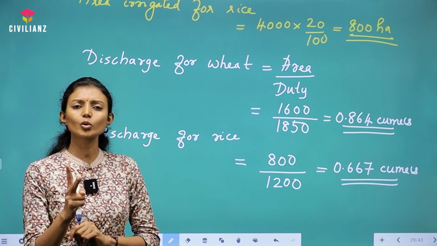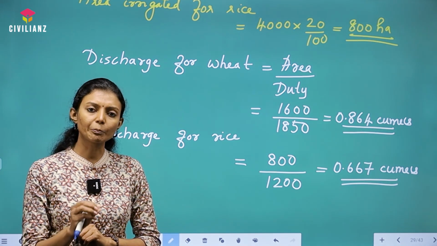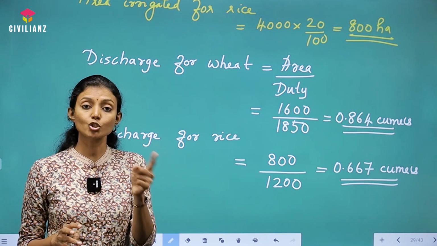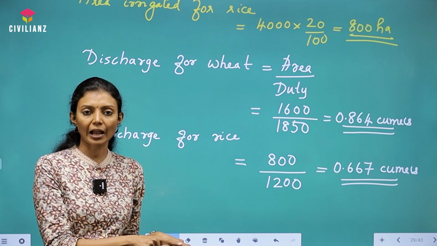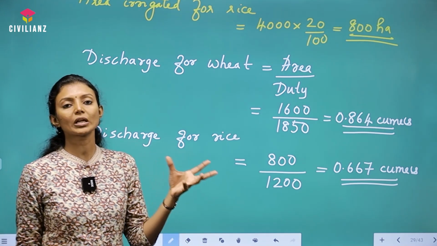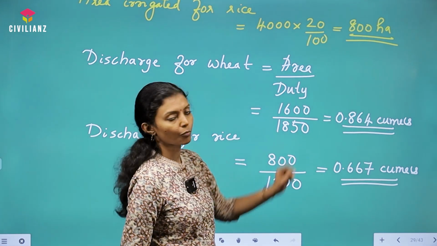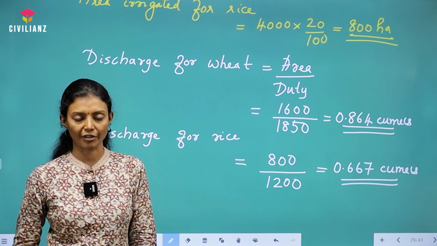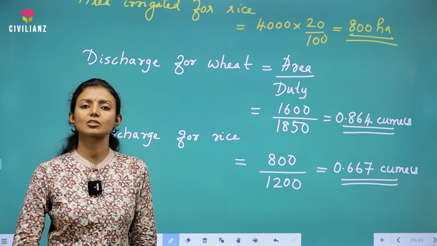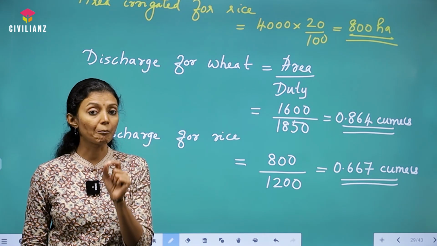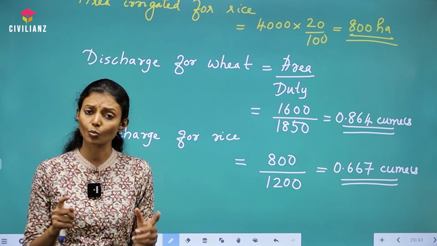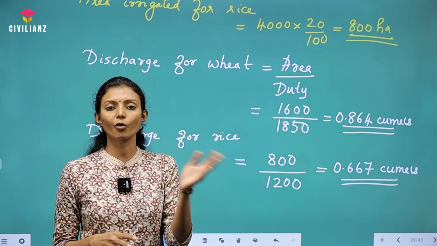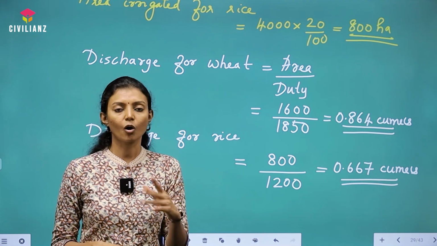Now see, you have 2 discharges with you. Which should be the discharge at the head of the canal? You are irrigating during 2 different seasons, that is rabi season and kharif season. So during rabi season, you have to provide 0.864. During kharif season, you are providing 0.667. So what should be the capacity of the canal? It should be the maximum of both the values. Why? Because you don't have to provide these 2 discharges at the same time. You are providing it during different time periods or different seasons.